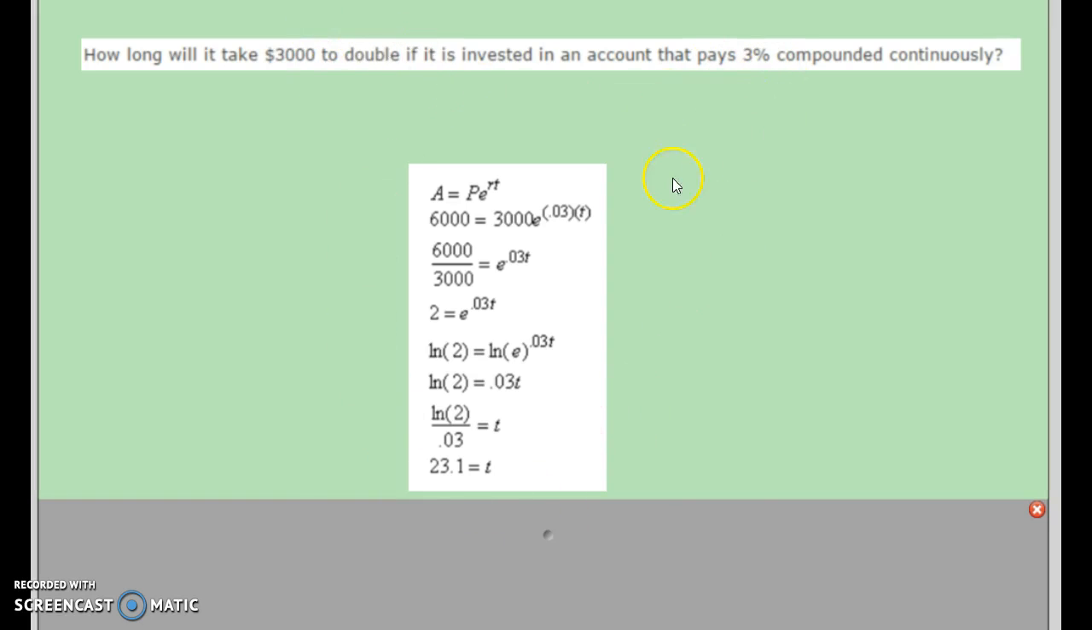So here you've seen this example of how I can use this same formula to find the amount of time. I can also do the same thing to find the rate. I just have to plug in what I know and then follow the steps of my logs from there.